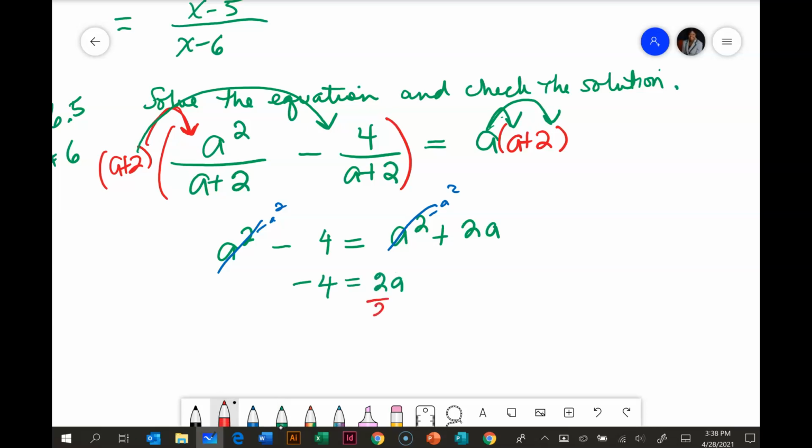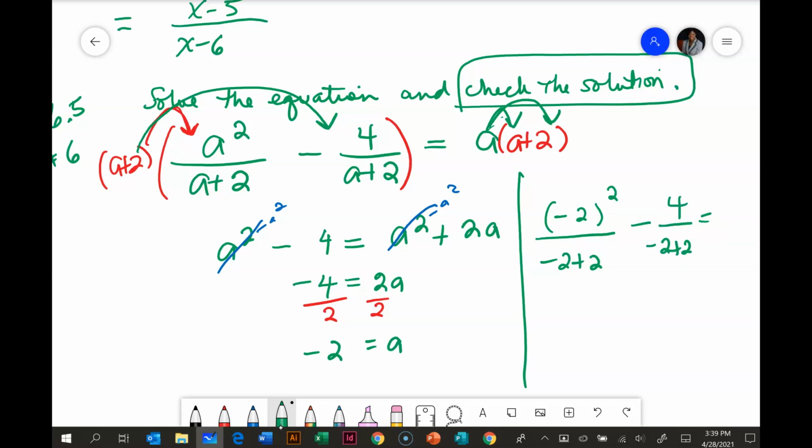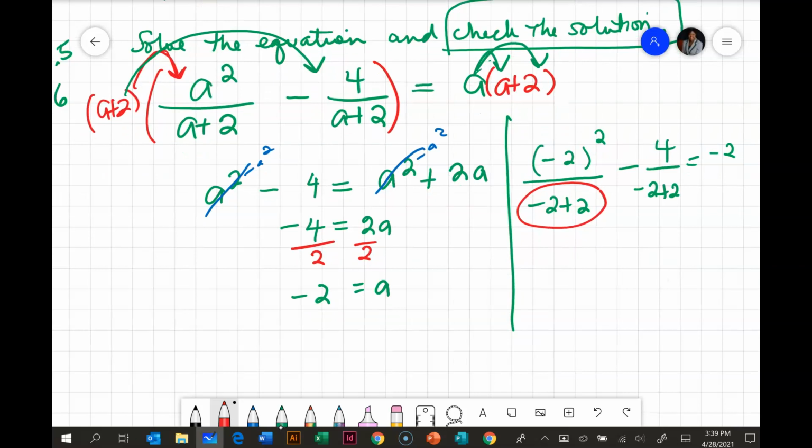We divide by 2 to get a equals -2. However, we do need to check the solution. Why? Notice if we plug -2 back into this problem, it'll be -2 squared over -2 plus 2, and that's a problem. That is a real big problem. What is the problem? Well, we have 0 in the denominator. That's a problem in math.